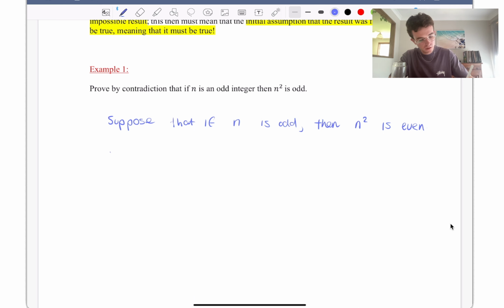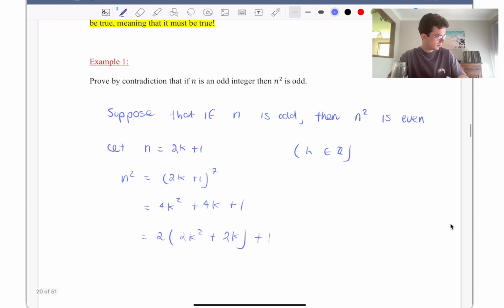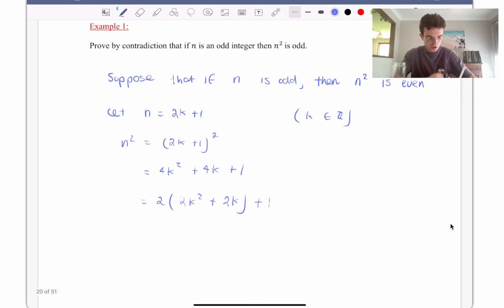Okay, so let n equal 2k plus 1 for some integer k. Well then n squared is (2k plus 1) squared, which is 4k squared plus 4k plus 1, which is 2 times (2k squared plus 2k) plus 1. But this is odd.